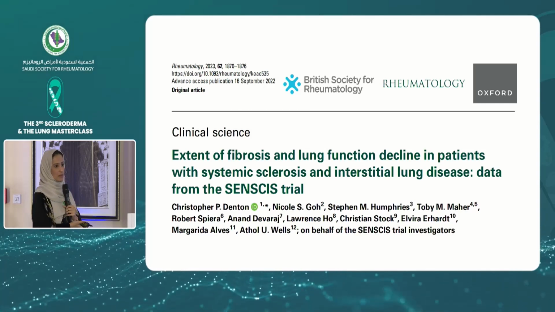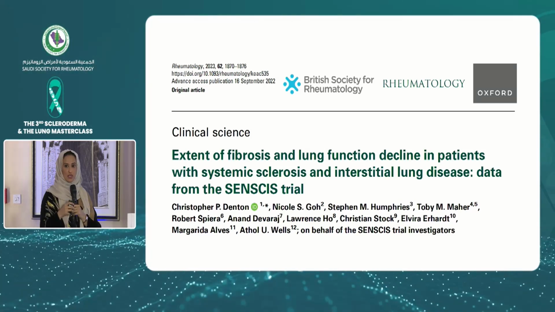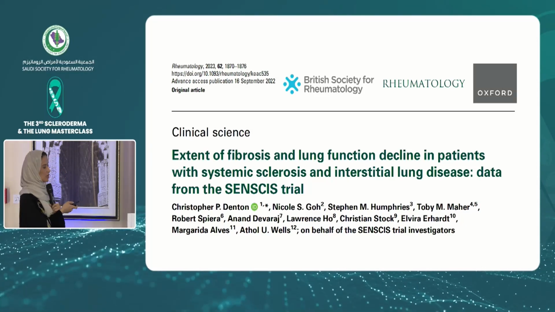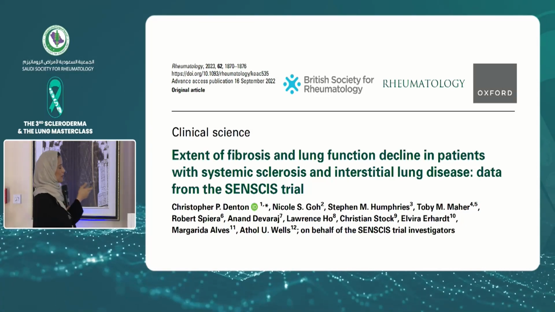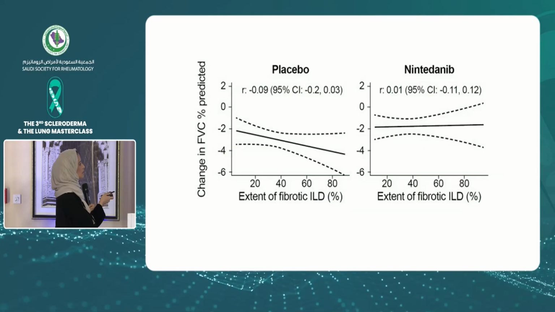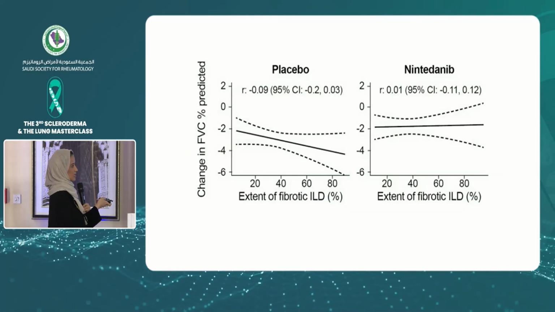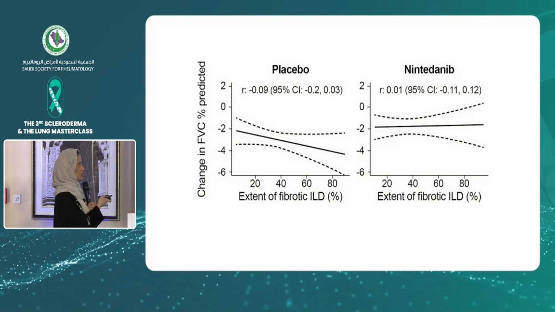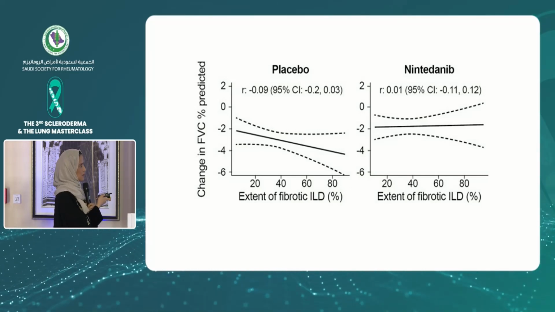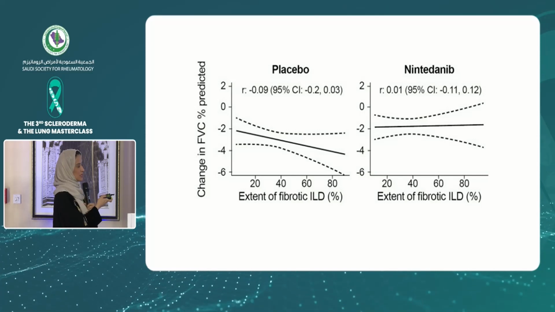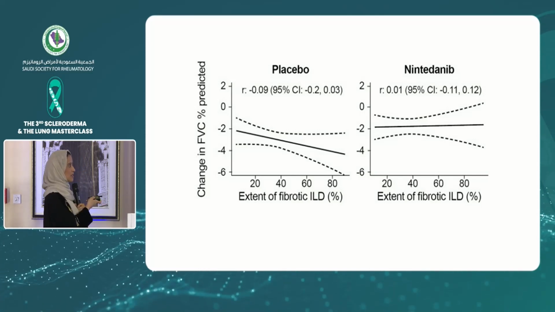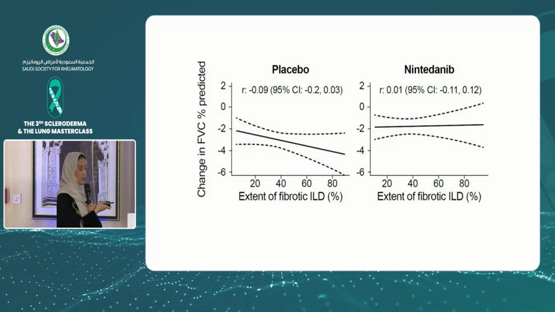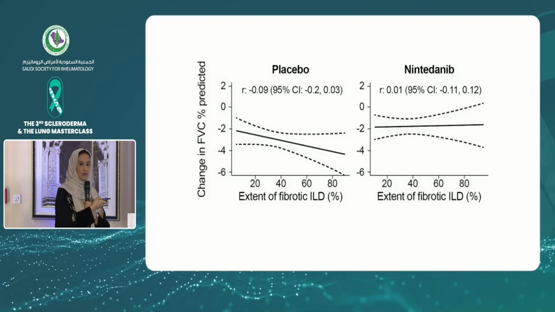In the SENSCIS trial, which studied nintedanib in patients with scleroderma ILD, the extent of fibrosis and lung function decline database and analysis, you can look at the extent of fibrosis at baseline, and they look at the trajectory and change in FVC at 52 weeks. In the placebo and nintedanib group, in the placebo, there is an inverse relationship between the extent of fibrosis at baseline and how the FVC declined.